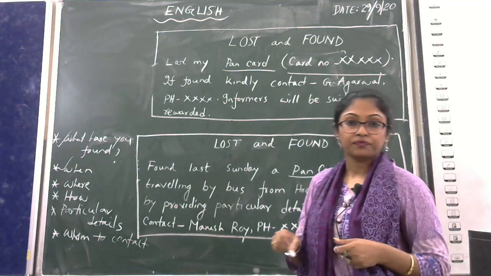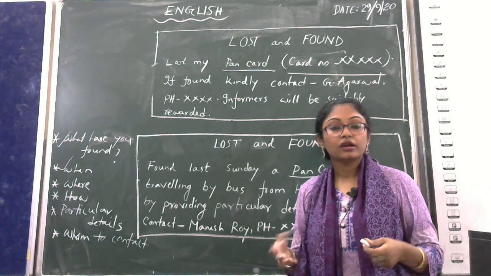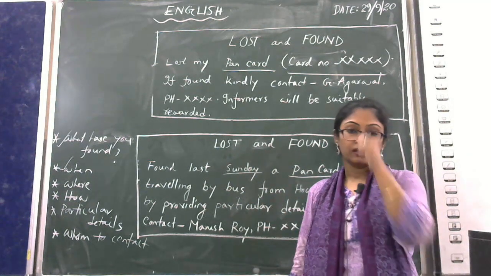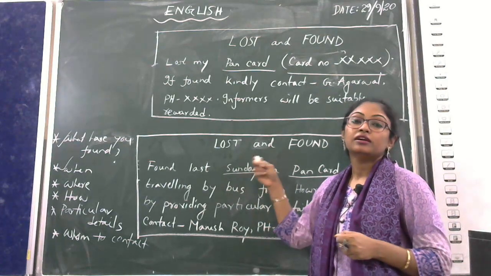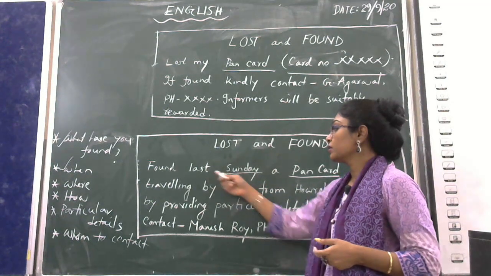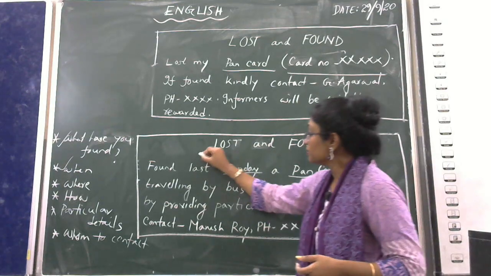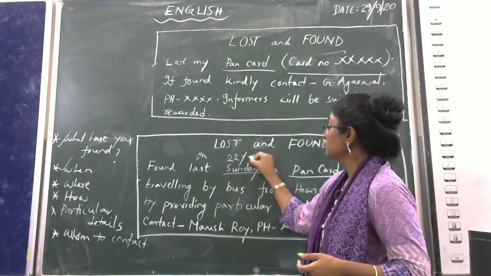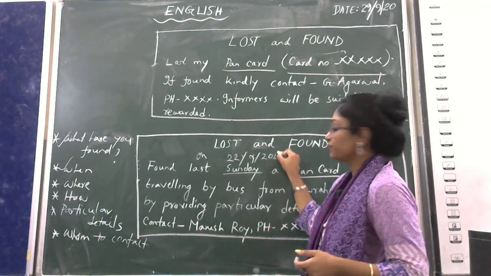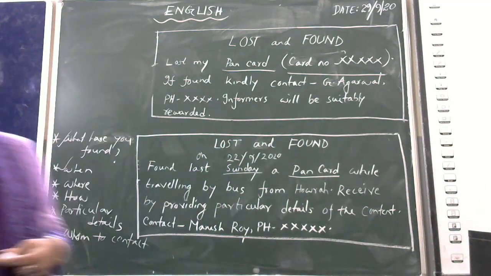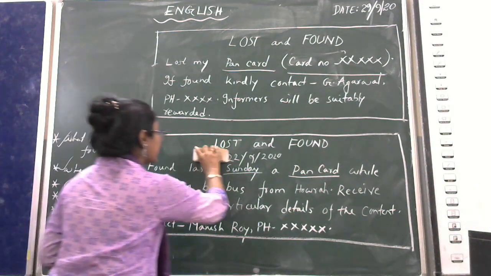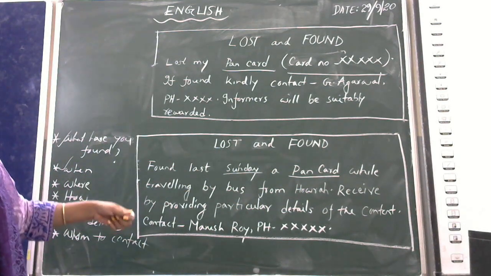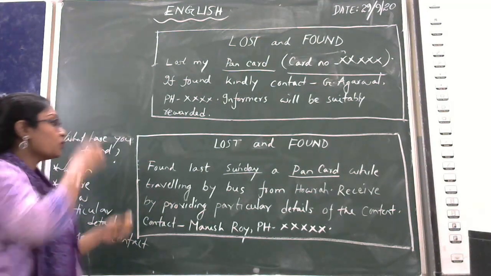When did you get it? When did you find it? When? So, what is told? Last Sunday. So, if you don't want to mention the day, you can write down found on, then put the date, 22/9/2020. So you can write down the date. Just write down on. Okay. So found on 22/9/2020.